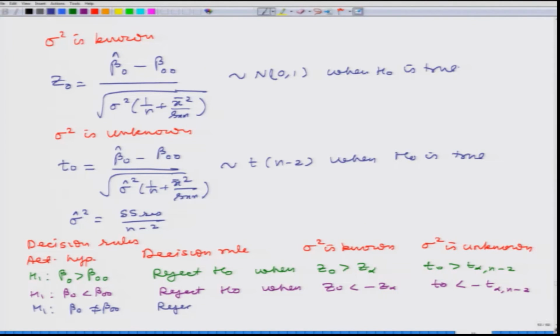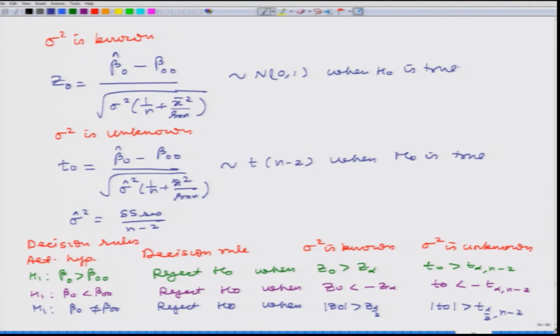On the other hand, if my H1 is beta naught is not equal to beta naught naught, then in that case I will reject H naught when mod of Z naught is greater than Z alpha by 2 in case sigma square is known, and in case sigma square is unknown, then mod of T0 is greater than T alpha by 2, n minus 2, where T alpha by 2, n minus 2 are the alpha by 2 percent points on the T distribution with n minus 2 degrees of freedom.